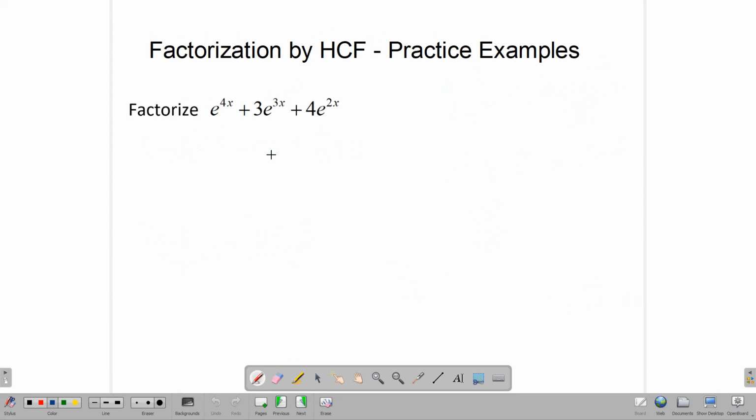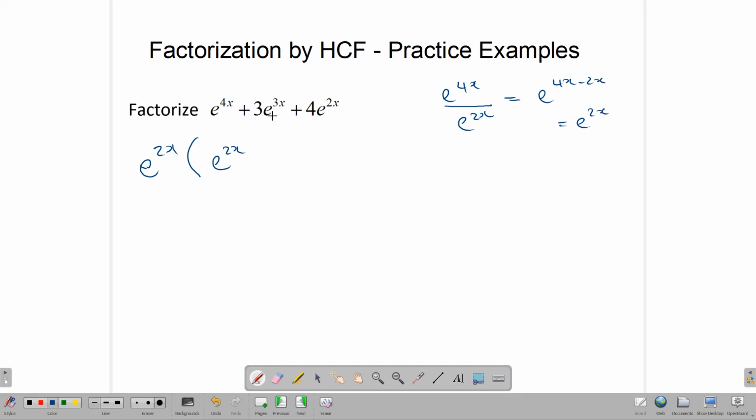Let's try one more example. Here we have e to the 4x plus 3e to the 3x plus 4e to the 2x. What is common is that we can take out an e to the 2x from each of these. So we write down e to the 2x as our common factor, and we're going to divide each of these by e to the 2x. Now, e to the 4x divided by e to the 2x, we're going to use the indices rule. It says we can subtract the powers. So it's going to give us e to the 4x minus 2x, which gives us e to the 2x. So we can write that down.